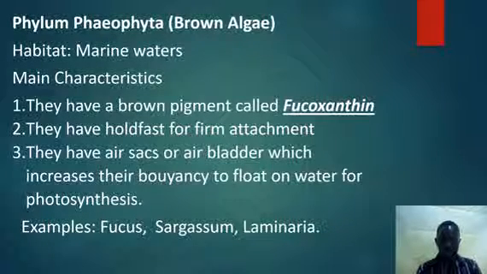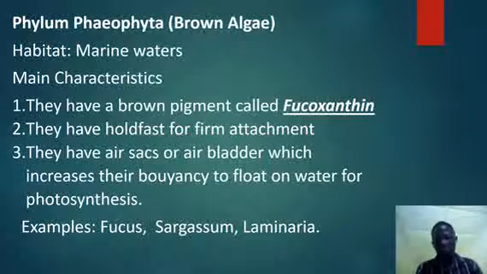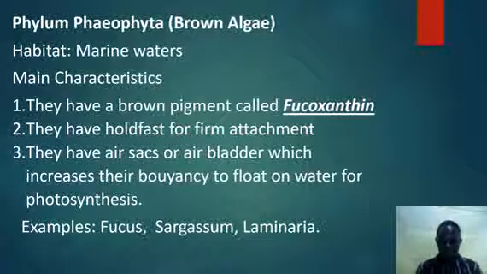And lastly, they possess air sacs or air bladders, which increase their buoyancy to float on water for photosynthesis. Because they need sunlight for photosynthesis, these air sacs reduce their densities, thereby increasing their buoyancy, and so they come up on the water and float, so they can receive enough sunlight for photosynthesis.